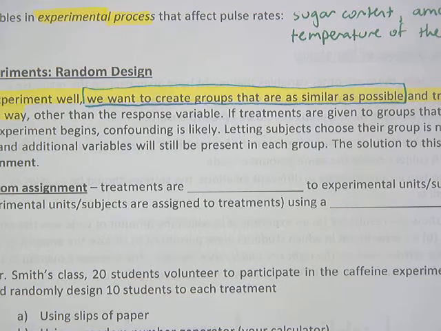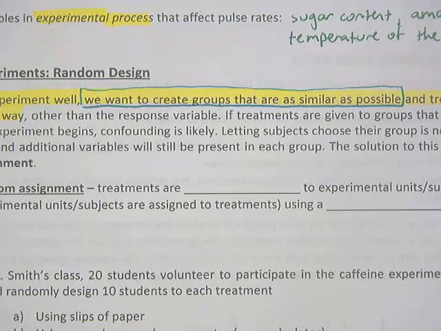If treatments are given to groups that differ greatly when the experiment begins, confounding is likely. For instance, if I put everybody that's generally healthy and fit in one group, and then the other group has poor fitness, or they have health issues, then I'm going to get completely different results. I want both of my groups to be as alike as possible, and that's why we need to randomly assign. Letting subjects choose their group is not a good idea, since bias and additional variables will still be present, so the solution is random assignment.